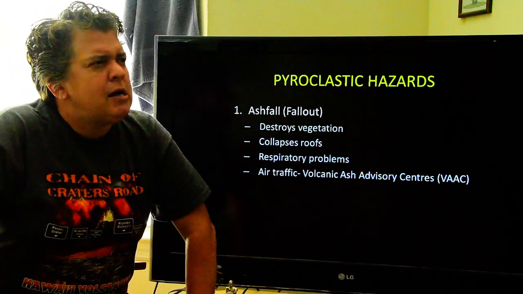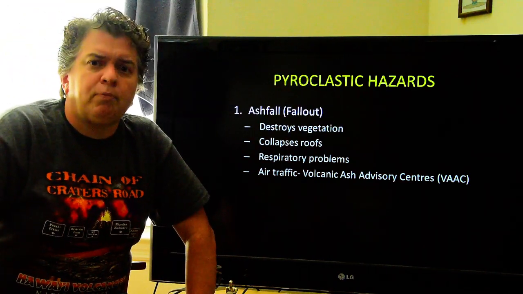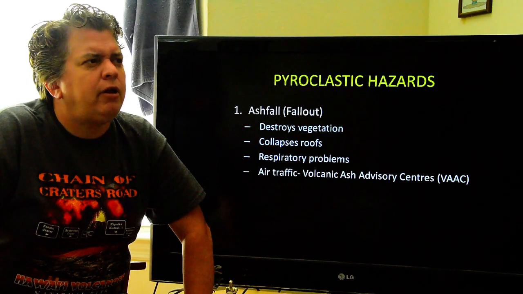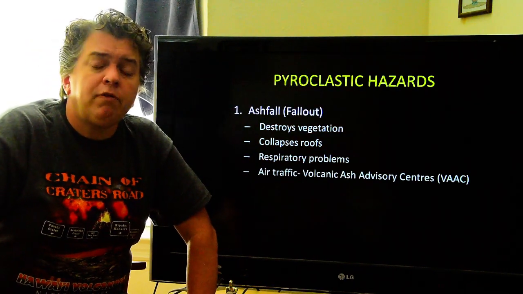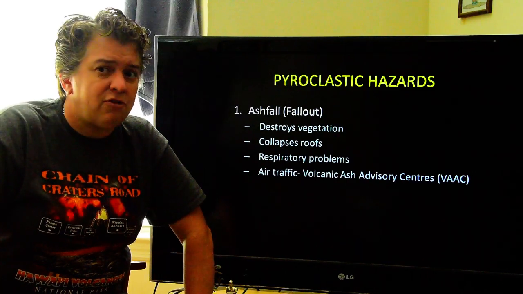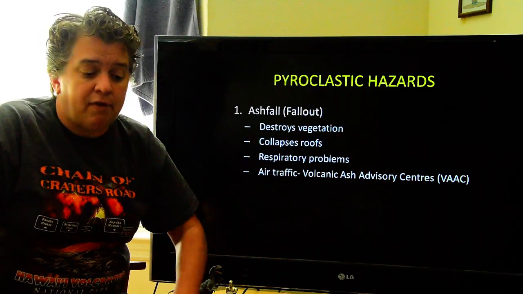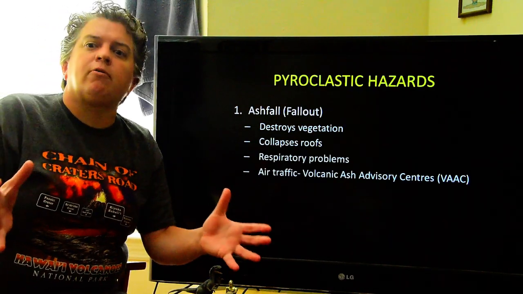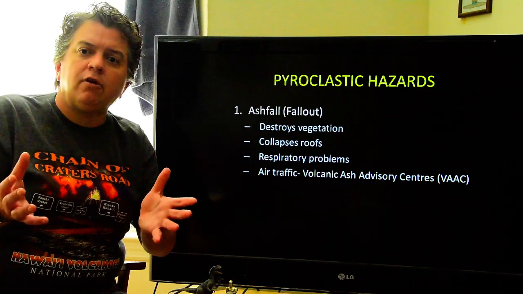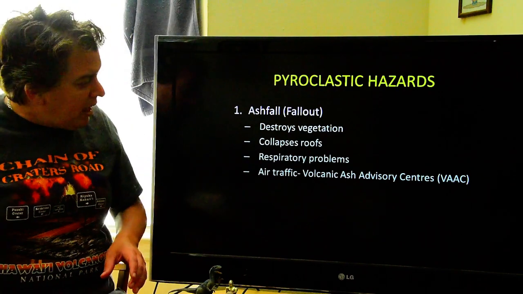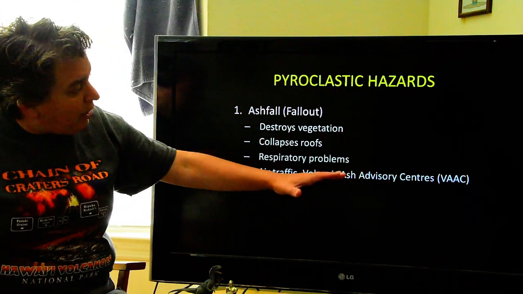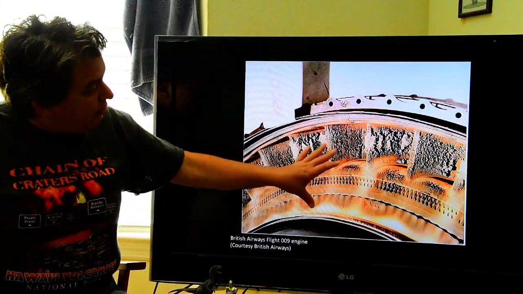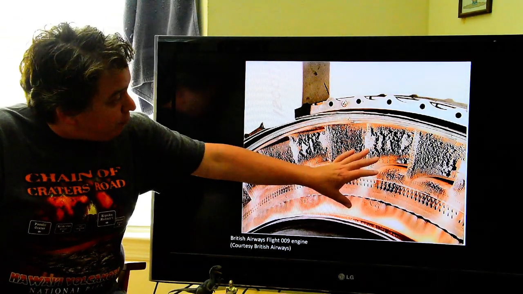Back in the 1980s, there were two airplanes that almost crashed, one in Alaska and one that was flying over Indonesia, I believe. Both of them almost crashed, but they had very good pilots who managed to save them. Those airplanes ended up flying through volcanic ash without knowing, but it was just enough that it caused the engines to fail. And so today we have what are called volcanic ash advisory centers. These centers make sure that this doesn't happen to the airplanes.